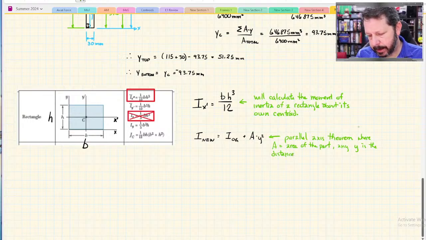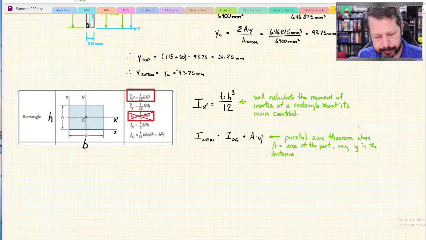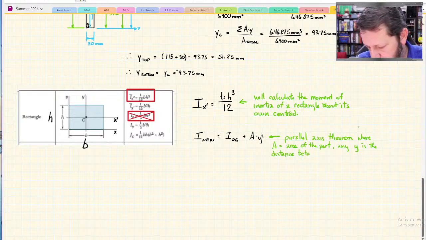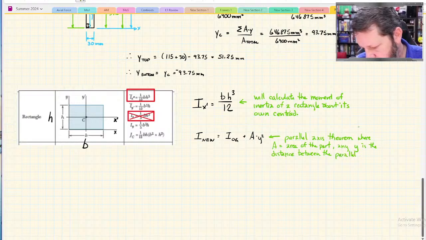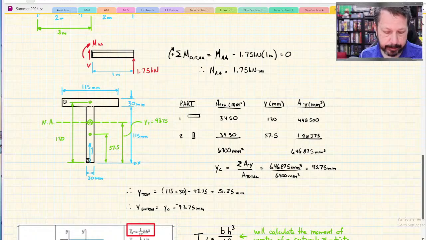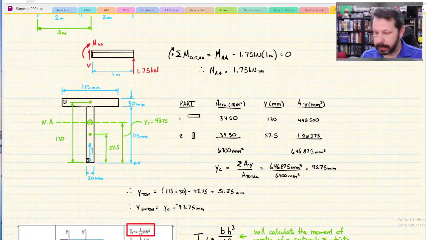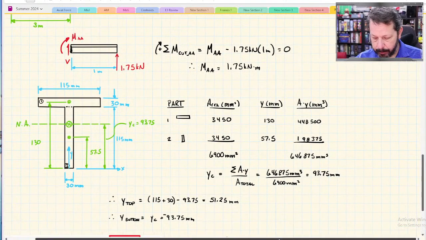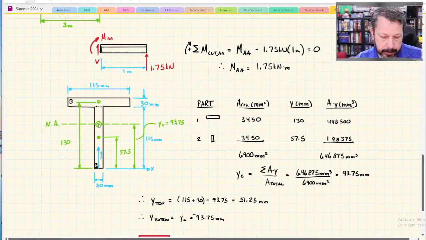And let's see, y is the distance, how do I want to put this? Between the axes is what I'll put. So the parallel axes in this case, I have two sets. This is the T shape that I'm dealing with. I want to calculate the moment of inertia for this T about its own neutral axis.